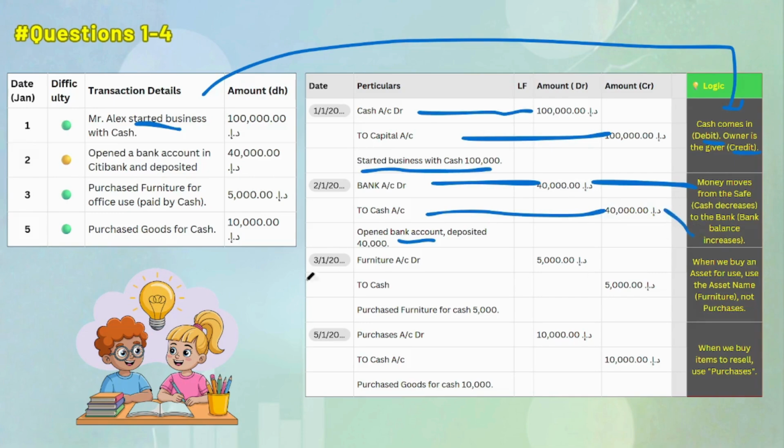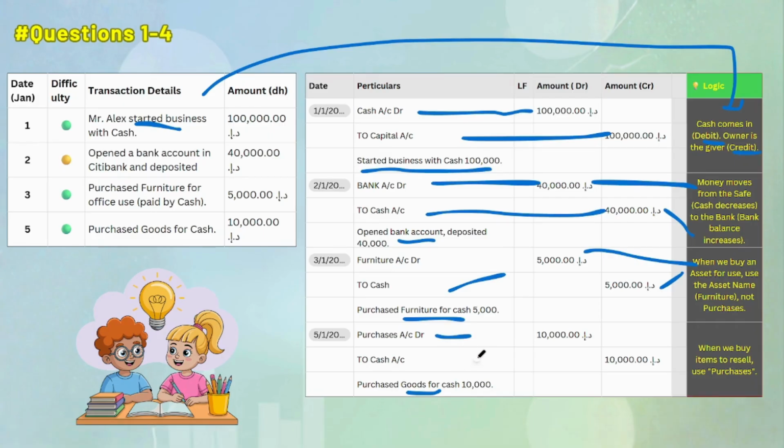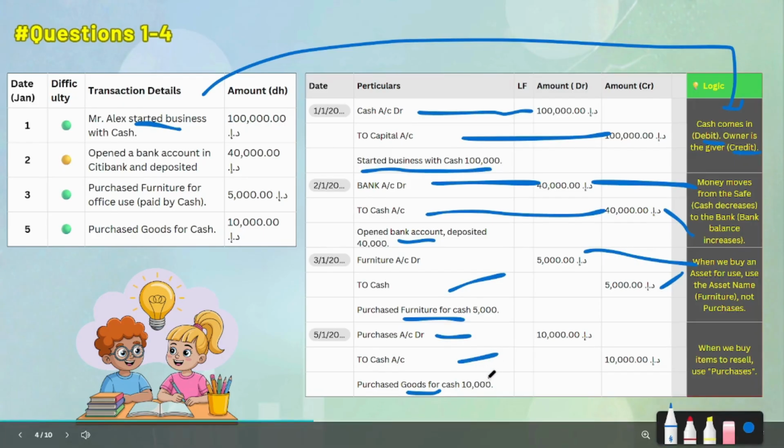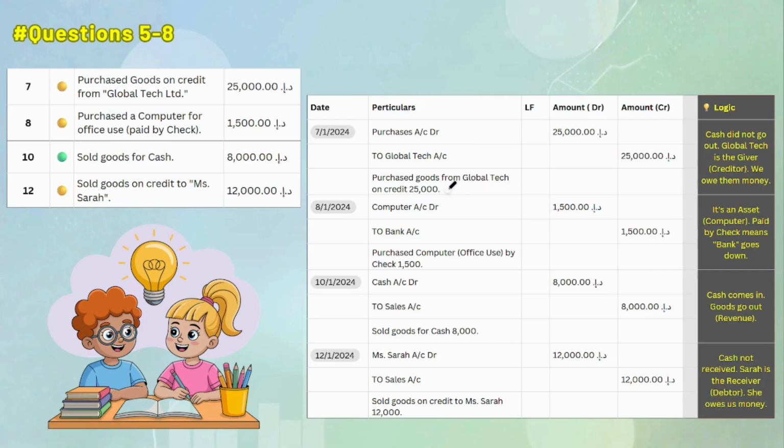On January 3rd, watch out, he buys furniture. Is furniture goods? No, it's for office use. So we debit furniture, not purchases. We paid cash, so credit cash. On January 5th, now he buys goods. Since these are for resale, we finally use the purchases account. Debit purchases, credit cash.